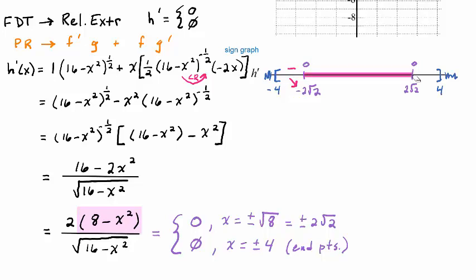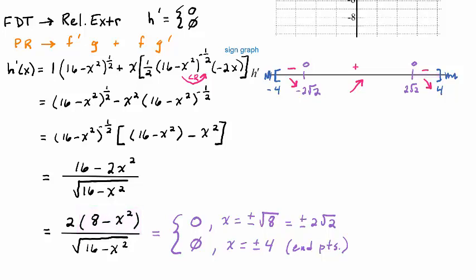On this interval, we can pick our favorite test point, which is 0. If we plug that in here, we get a positive. So we know the function is increasing there. If we pick a test point in this interval, an easy one would be x equals 3. We see that this will be negative, and so h of x is decreasing.